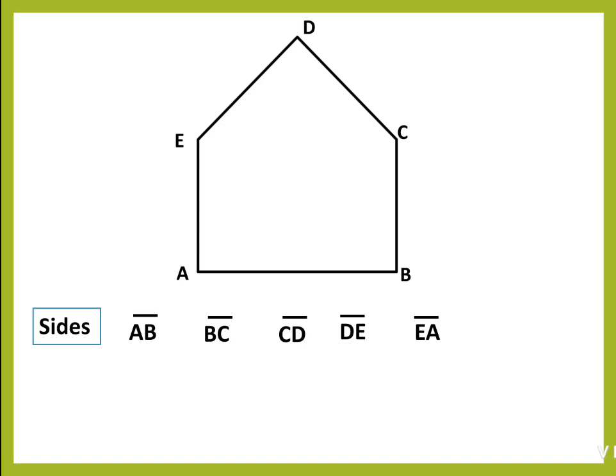Just like side CB and AB meet at a common point B, intersect at B. So B is called vertex. So A is vertex, B is vertex, just like C, D, E are vertex. So vertex is used for only a single point. The plural form of vertex is vertices.